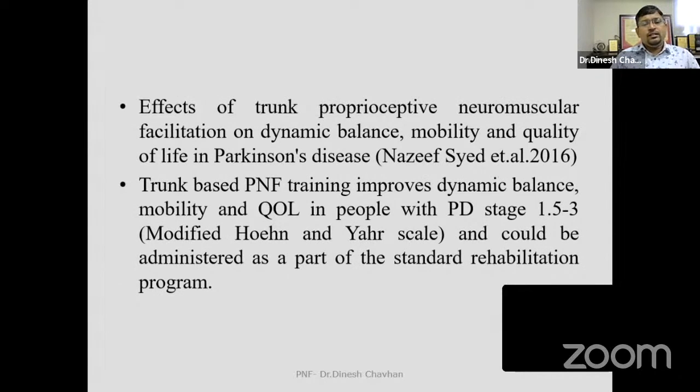Next study, again, was done on the trunk: the effect of trunk proprioceptive neuromuscular facilitation on dynamic balance, mobility, and quality of life in Parkinson patients. They used trunk PNF to train, and they found improvement in dynamic balance and even quality of life in Parkinson stage 1.5 to 3 on the modified Hoehn and Yahr scale, and they could administer all the standard rehabilitation protocol when they used PNF. So these were the recent advances.